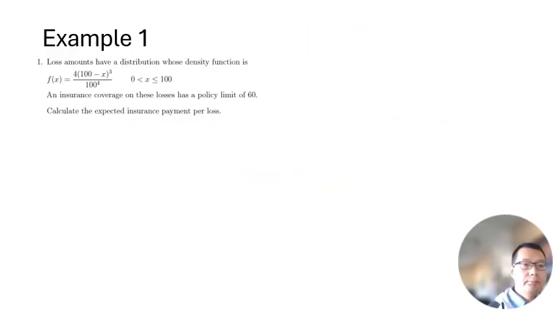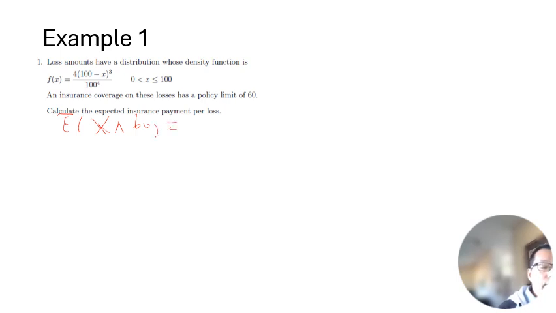Now let's look at an example. Loss amounts have a distribution whose density function is f(x) equal to this, and x belongs to the interval 0 to 100. Insurance coverage on these losses has a policy limit of 60. Calculate the expected insurance payment per loss. So this is a simple application of the formula we learned earlier. Let me see, E[X ∧ 60].